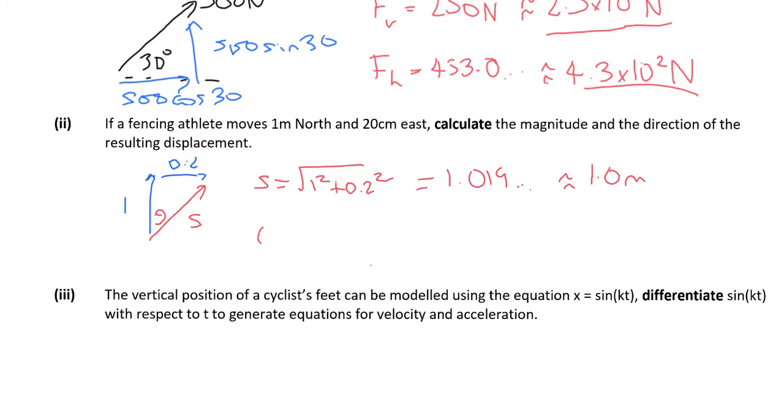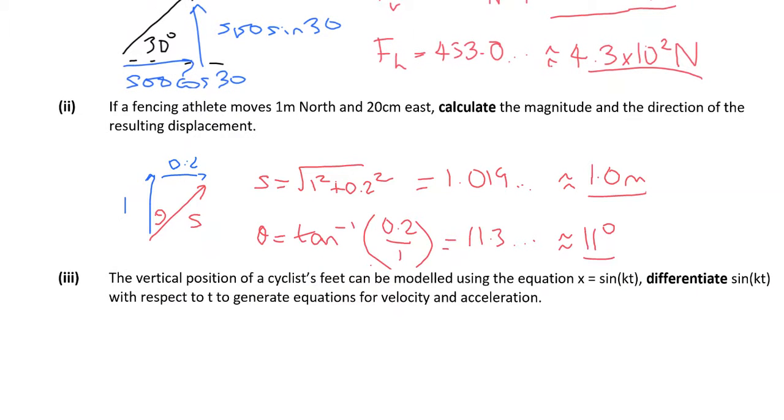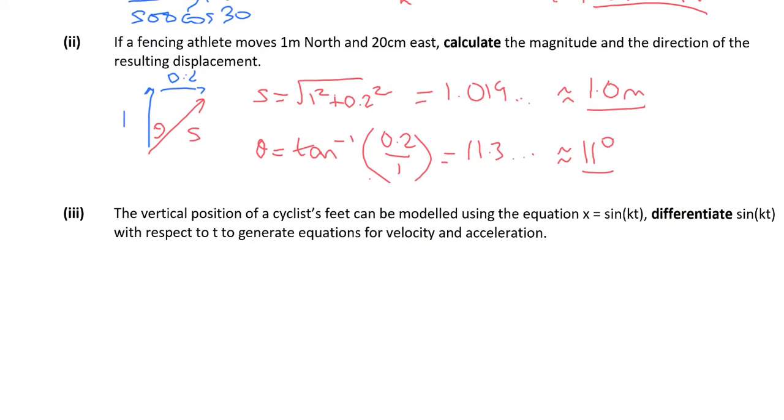Theta, we've got the opposite and the adjacent, so let's use a tan function. So the inverse tan of opposite, so 0.2 over the adjacent, so 1. 0.2 divided by 1, inverse tan, 11.3 yada yada yada, so approximately 11 degrees to two significant figures. Alright, so let's have a look at the next one. Let's make sure all of the bits move together.